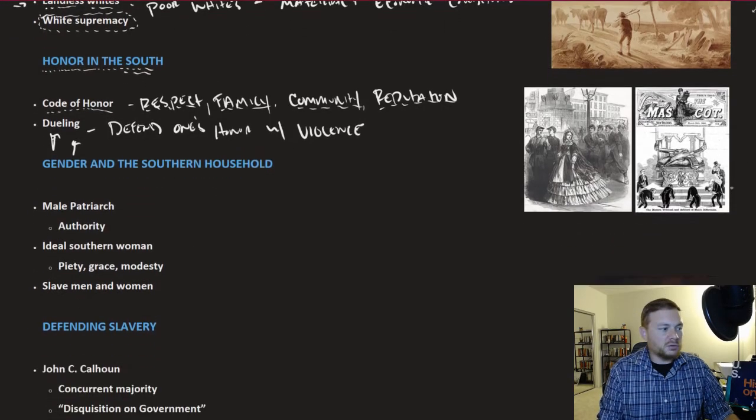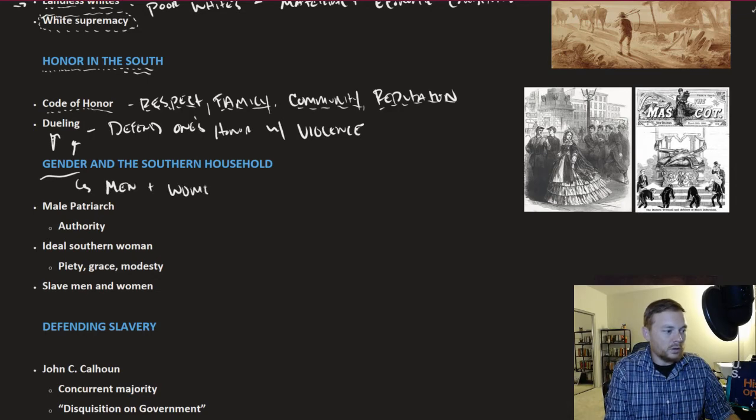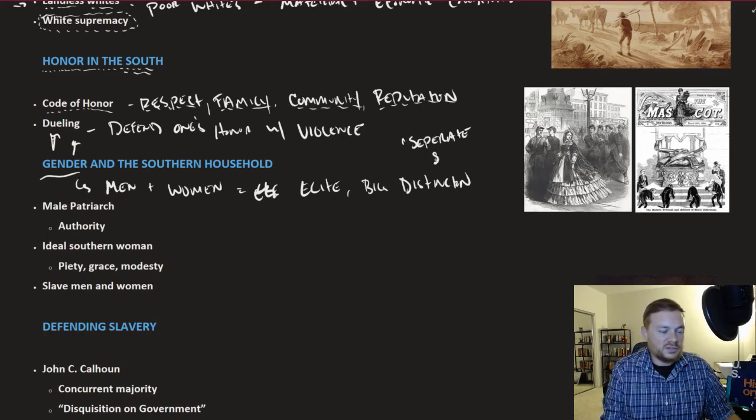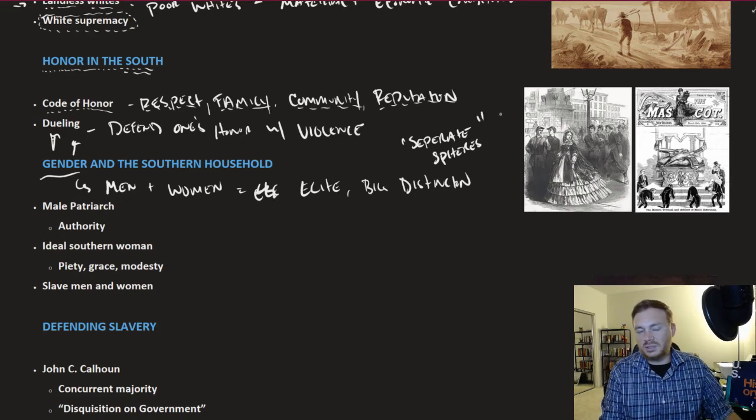In terms of gender, gender refers to the different roles that men and women play, especially in the elite classes. There was a big distinction. And this was held in the North as well. The North had this idea of what they call the separate spheres. This was the idea that men and women hold separate kind of responsibilities and roles in society. Typically, men were out in public and women were in the domestic sphere. This was also true for elite Southerners as well.